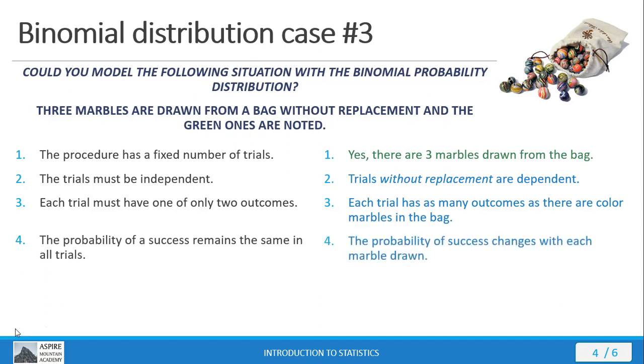And the probability of success is actually changing with each marble drawn because it's without replacement. So here we see that we've only got one of the 4 actually met. Because all 4 are not met, we would say no, modeling with the binomial distribution is not appropriate.